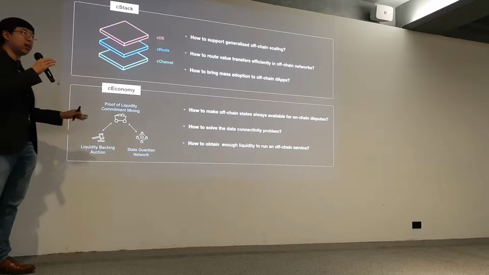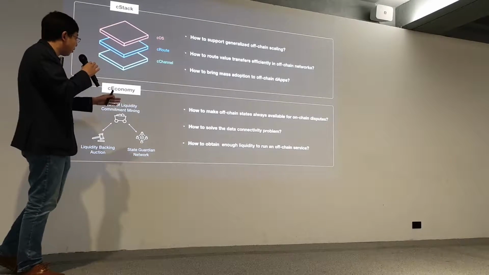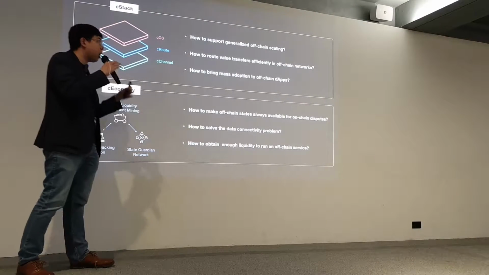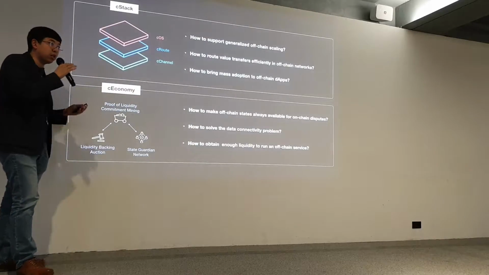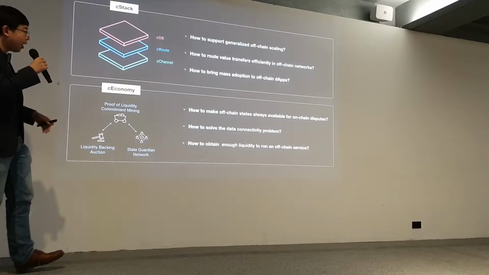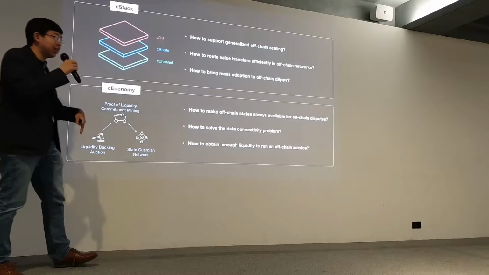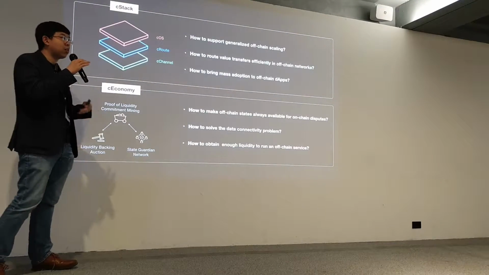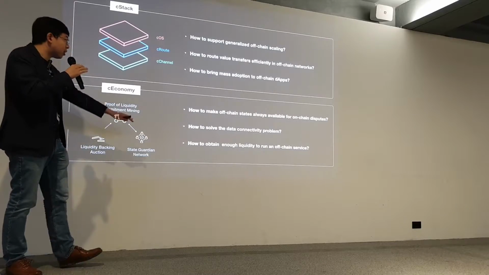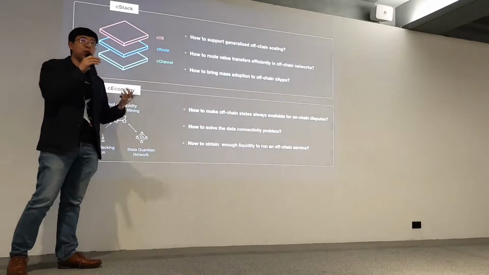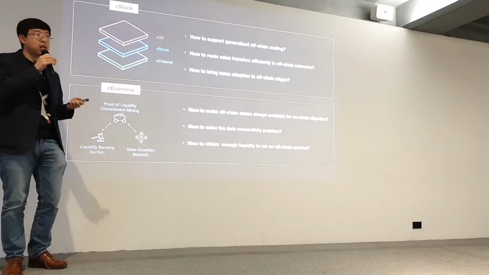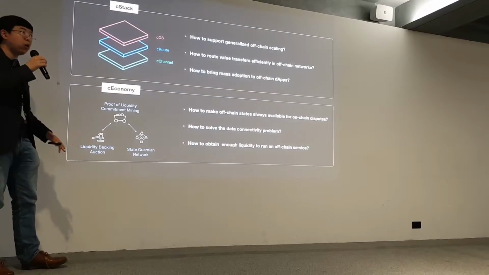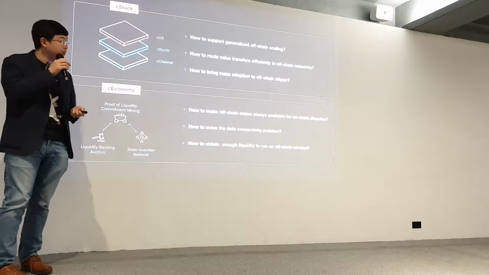Specifically in a generalized state channel network, there are problems about how to make sure that the off-chain state is always available for potential on-chain dispute, and also how to solve the data connectivity issue where someone might be offline during the interaction of the state channel, and thirdly, how to obtain enough liquidity to actually run a state channel as a state channel operator. So for these questions, we actually propose a holistic solution.